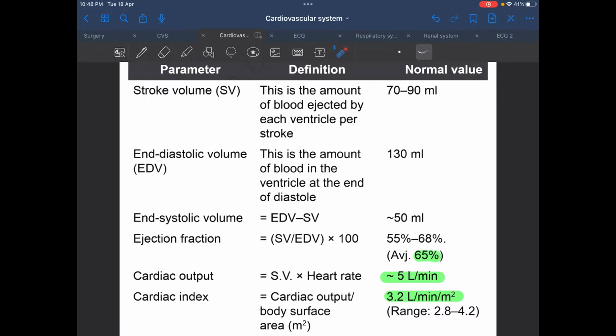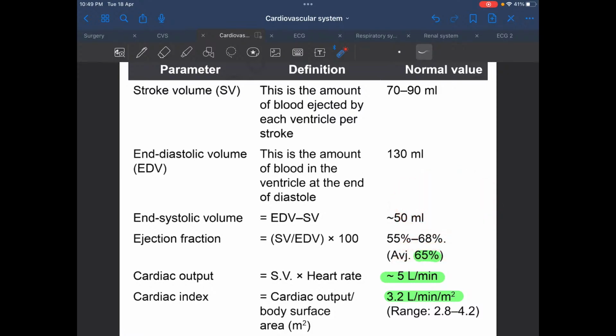Okay? And what is the end systolic volume? End diastolic volume minus your stroke volume. How much you ejected out of what you had. So that is known as your end systolic volume. That corresponds to about 50 ml. What about the ejection fraction? That is stroke volume divided by your end diastolic volume, into 100. So this ejection fraction comes out to be 55 to 68%.